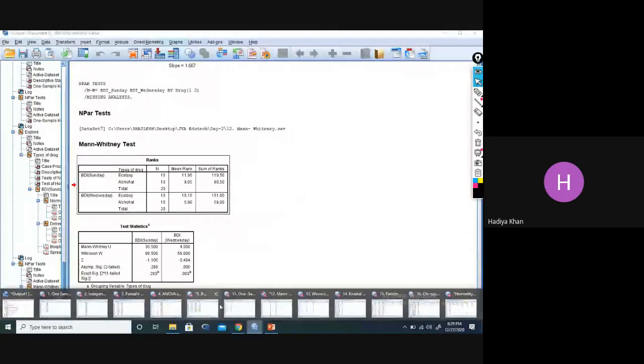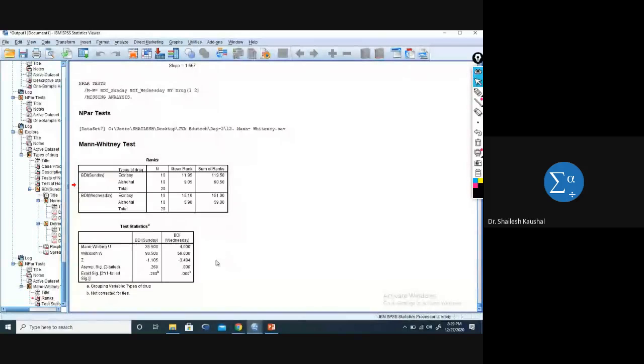Now third case, the exact. Exact, which will tell us the significant difference between the two groups.